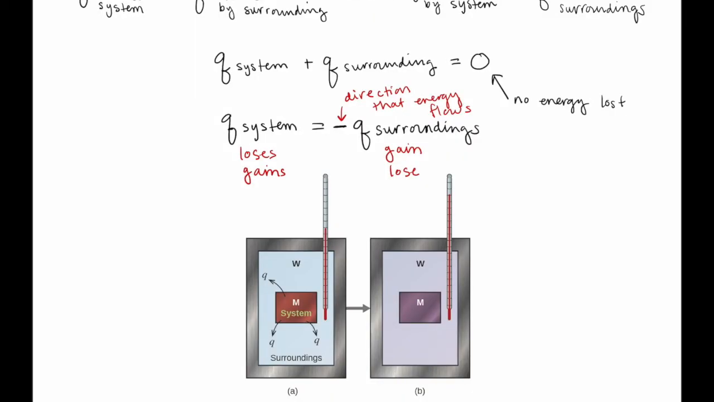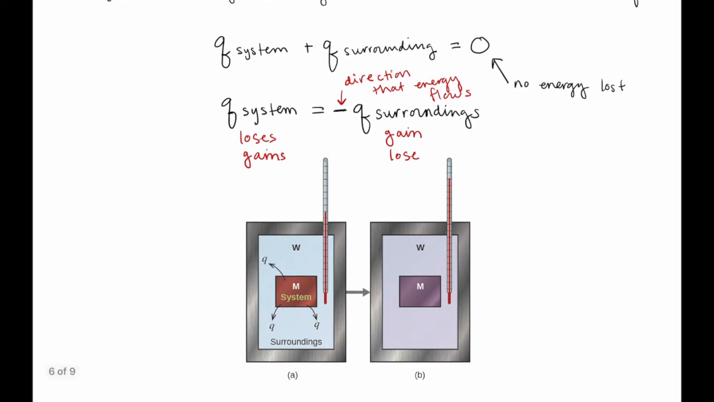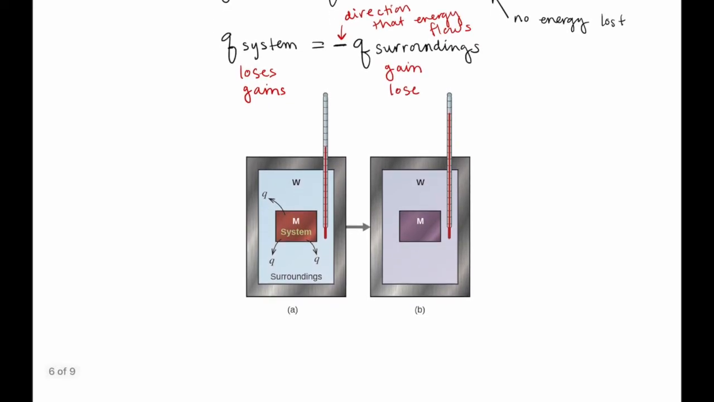Let's look at this in the context of if we drop some hot metal, so M is metal. If we have this metal that we heated up and we drop it into cold water, water is W, and the metal gives energy off as it starts to cool down. What we can say is, right, we have hot metal that we dropped into cold water.